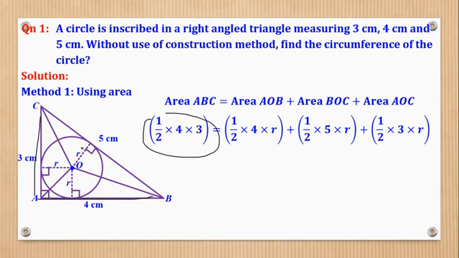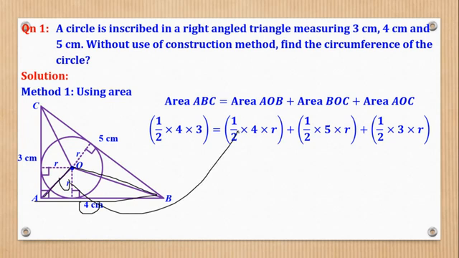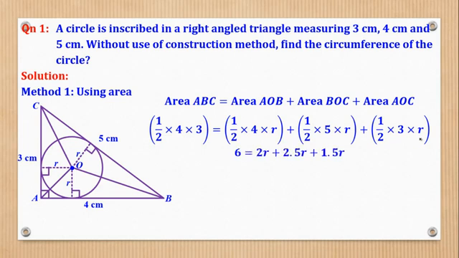For A of B, the base is 4, the height is r. So half times 4 times r. For B or C, the base is 5 and the height is r. For A or C, the base is 3 and the height is r. Meaning when I simplify, I will remain with only r as the unknown. Therefore, collect like terms and get the value of r.